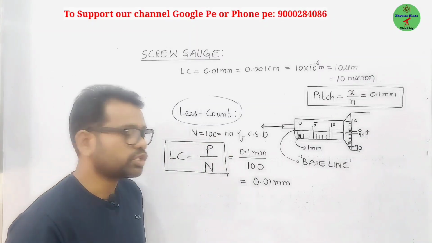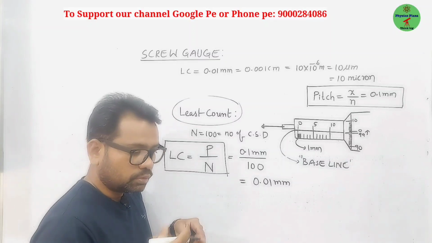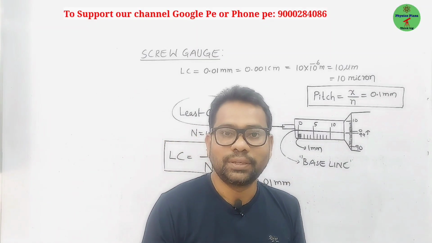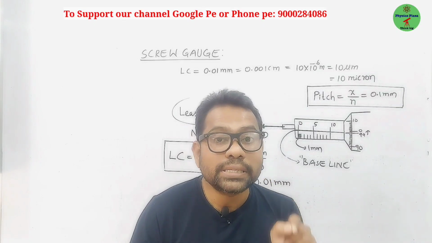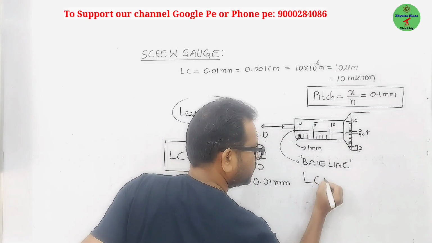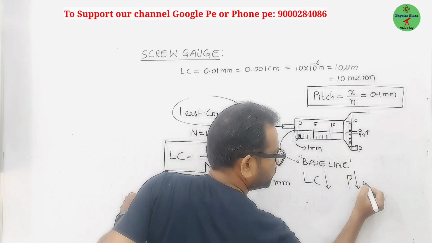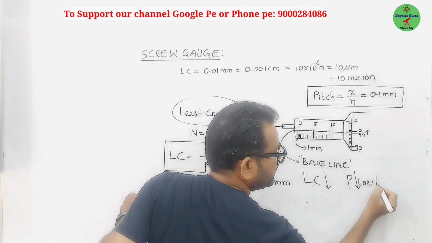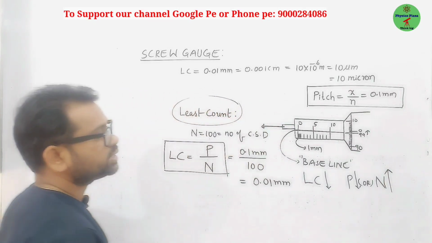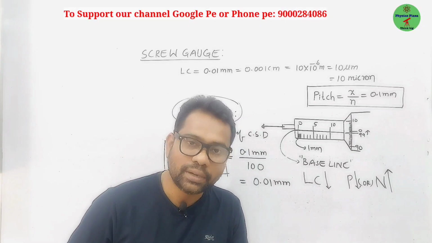In the exam they may ask you a question: to be precise, the least count should be less, right? Then how can we decrease the least count? Very important: the least count of the screw gauge can be decreased by decreasing the pitch or by increasing the number of circular scale divisions. Is the point clear? Fine.